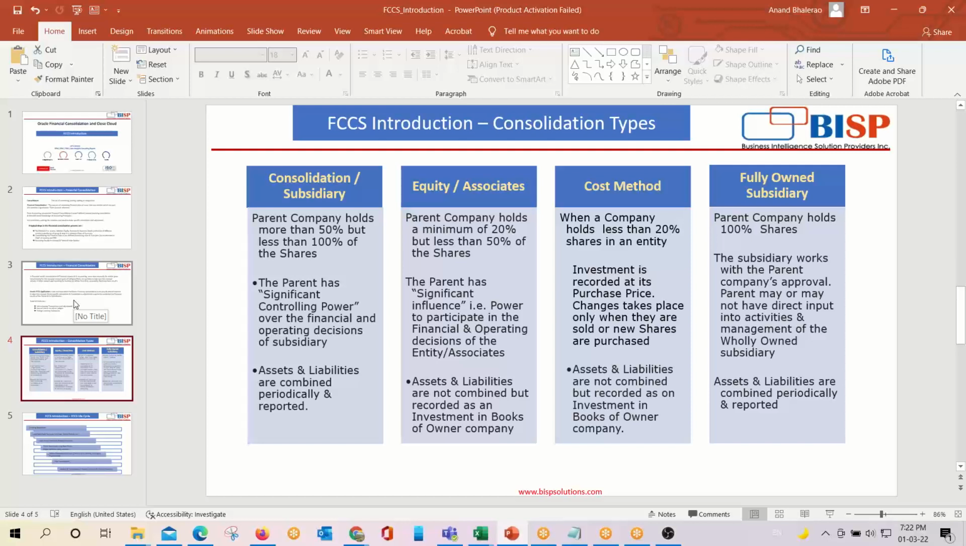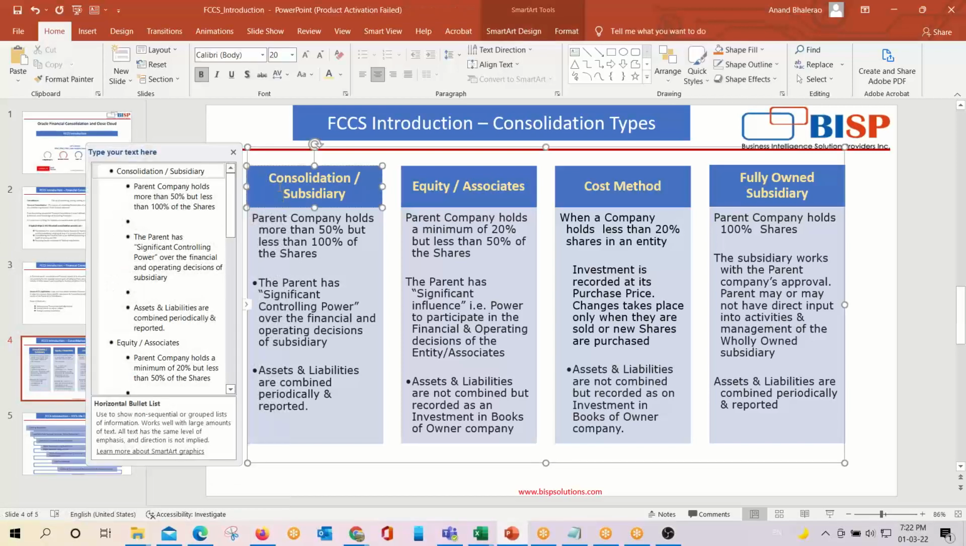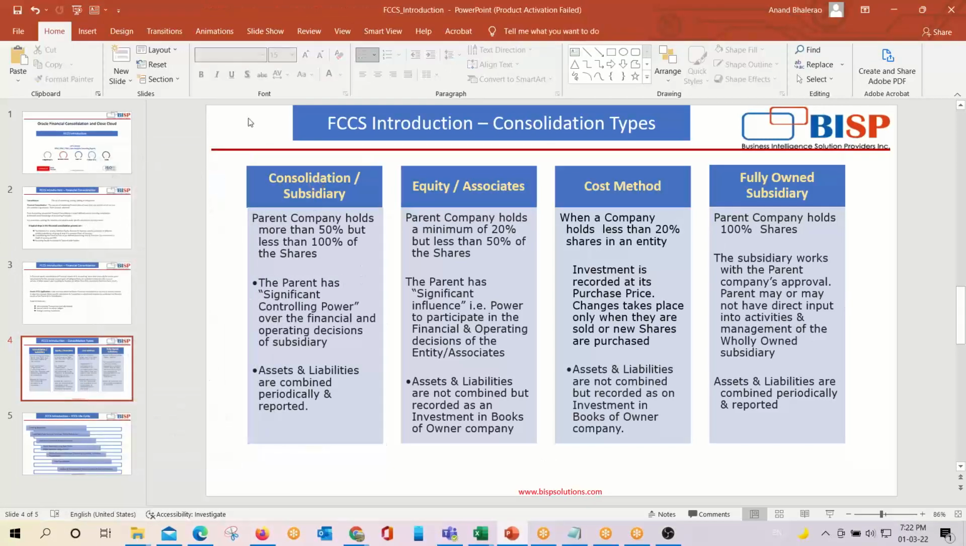So the group here means the owner company, which holds the shares of different entities. There are different categories, and different types of consolidation which are required to take place. Under this, the first is the consolidation method or subsidiary method, in which the parent company holds more than 50% but less than 100% of the shares of another company.